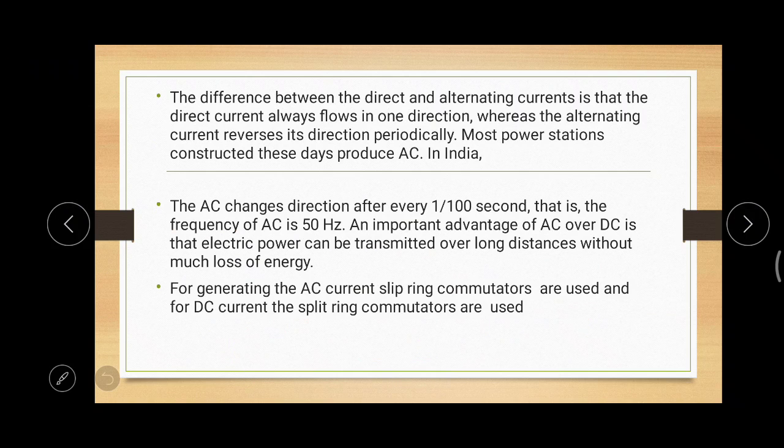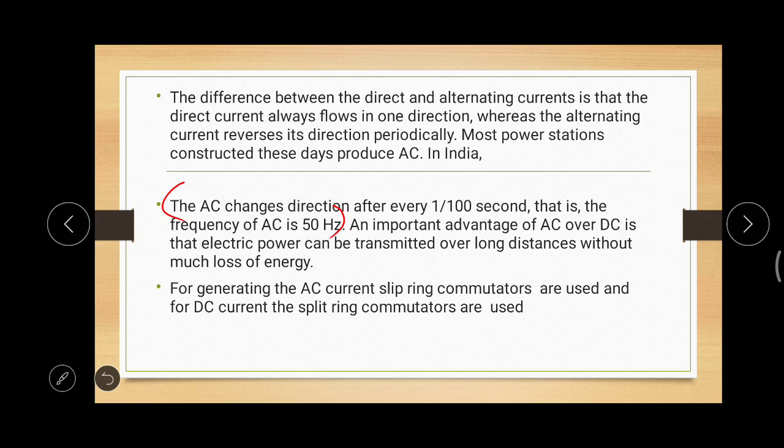Simply we can say the AC changes direction after every 1 by 100 seconds, and its frequency will be 50 hertz. In our houses, for home appliances, we are using AC current. The major reason for using AC current is that we can transfer it through longer distances without much energy loss. That's why we are using AC current.